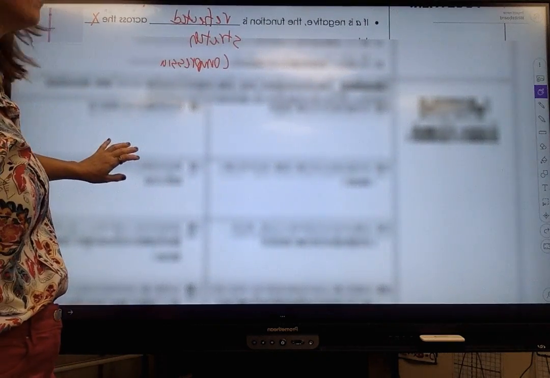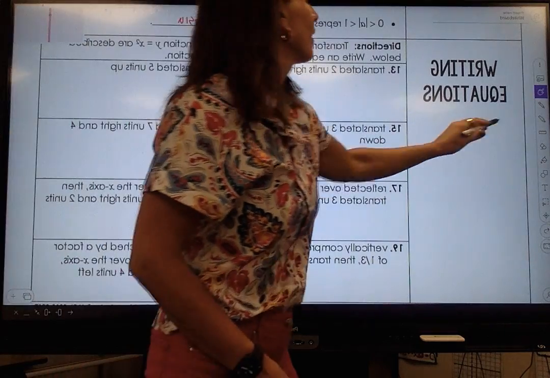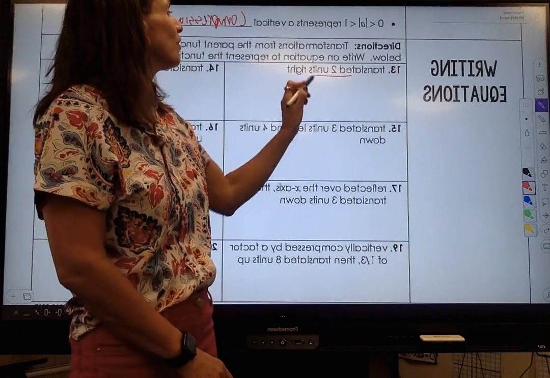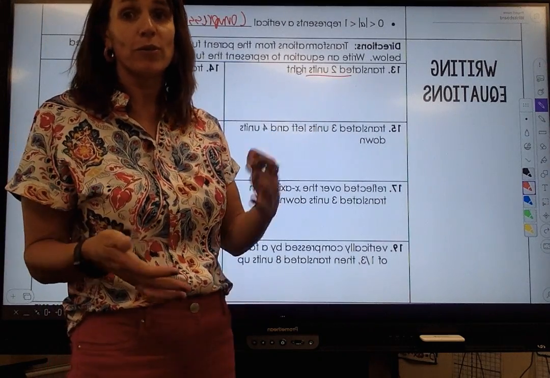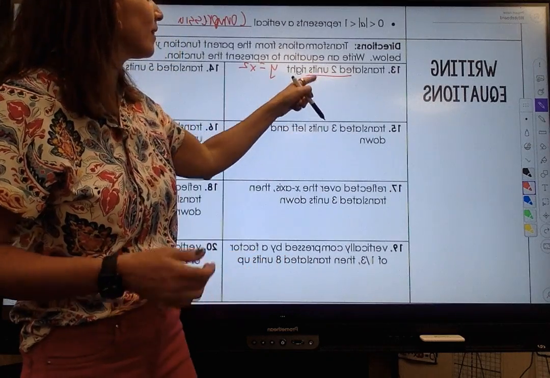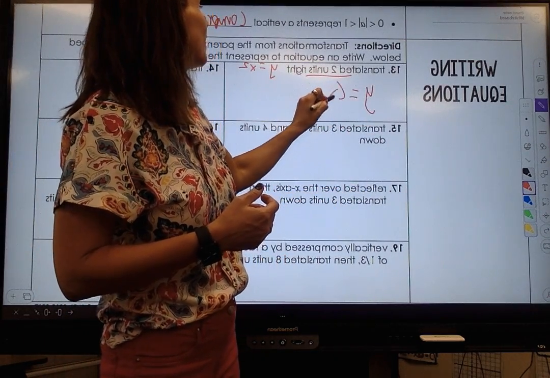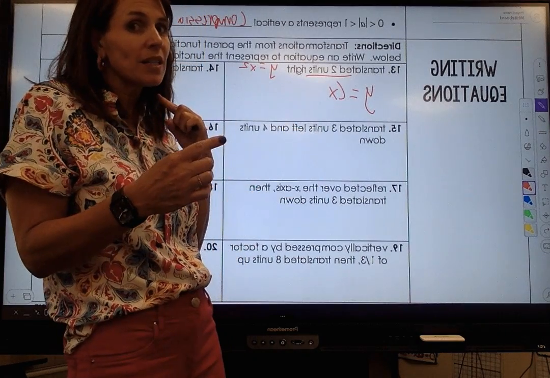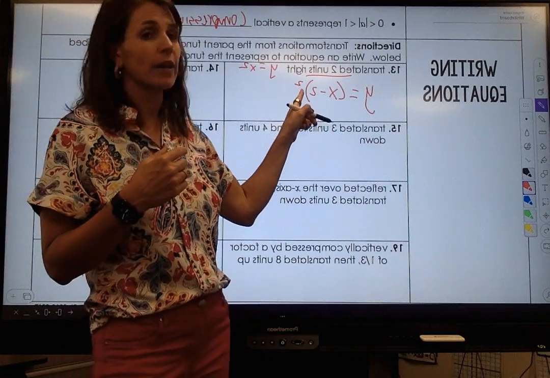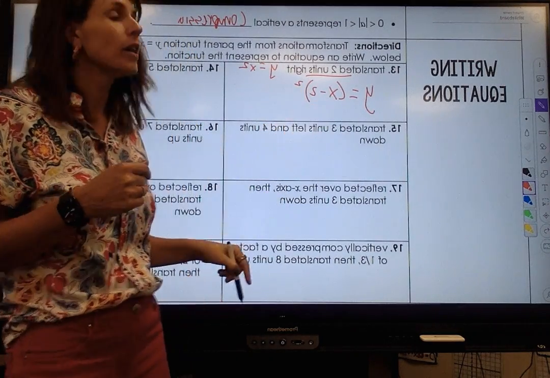So now, when we write equations, this is fun. I love this. It's like a puzzle. Okay, if it's translated 2 units to the right, so we know it's y equals, so we're taking our parent graph, and we're going to translate it to the right. So it's going to be y equals x. To the right is positive, so that means it's going to be negative 2. Don't forget to square it. Squaring it creates that parabola. So don't get lazy. You got to square it.